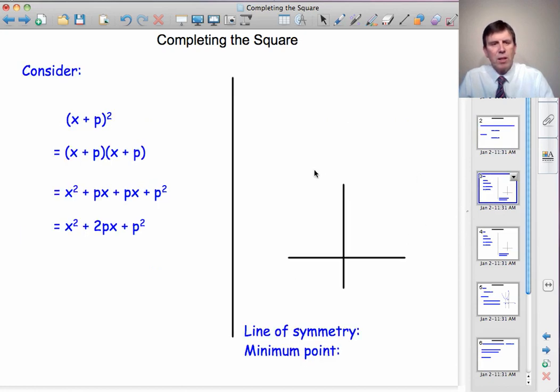So let's begin by considering (x plus p) all squared. What do we get when we expand that bracket squared? The bracket times itself, and we get x times x is x squared, x times p is plus px, plus p times x is plus px, and plus p times plus p is plus p squared. And then we can collect plus px to give us plus 2px. And that's going to give me the relationship I need to link the amount of x's I have to the number that goes in the bracket. So let's have a look at an example now.